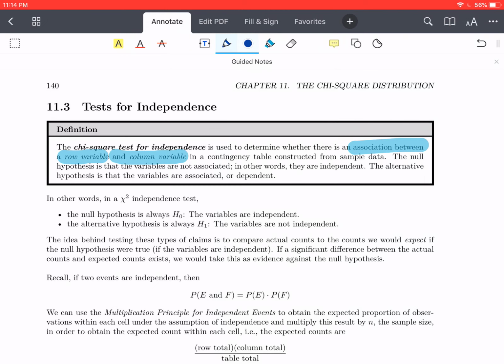So the main key here is that the null hypothesis is that the variables are not associated. We just assume that the variables are independent, okay, that they have nothing to do with each other. The alternative hypothesis is that the variables are associated, or that they are dependent upon each other. Another nice thing about setting up this hypothesis test is that the null hypothesis and alternative hypothesis will always be the same. The null is always that they are independent, that they have nothing to do with each other, and the alternative is that they are not independent, okay? That they actually do have a relationship of some sort.